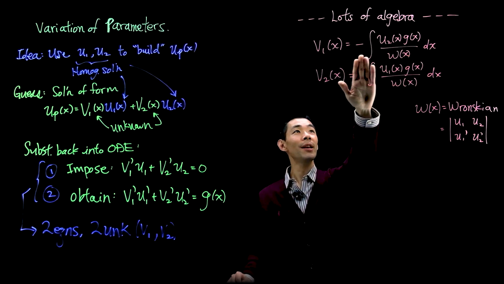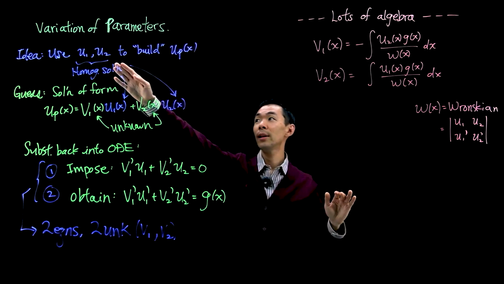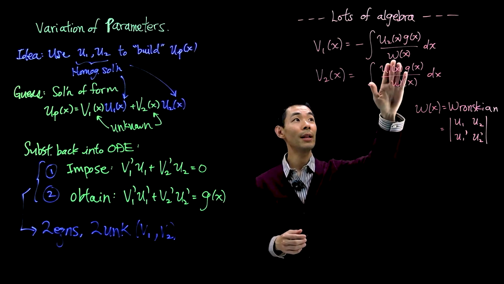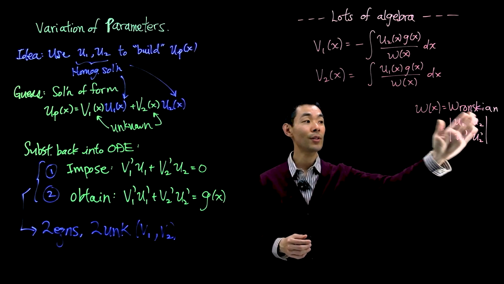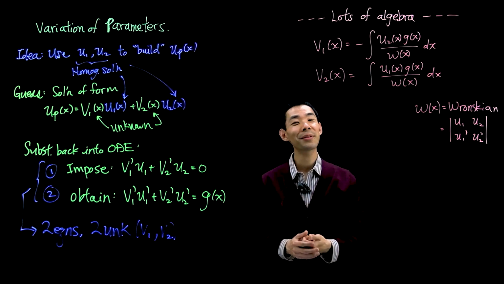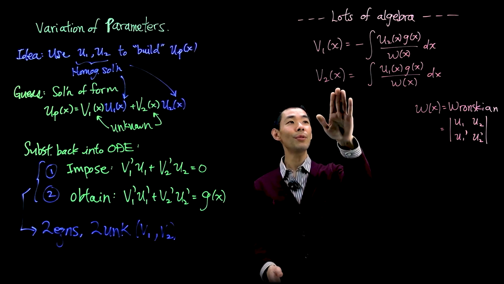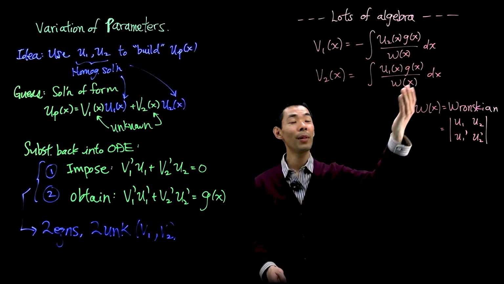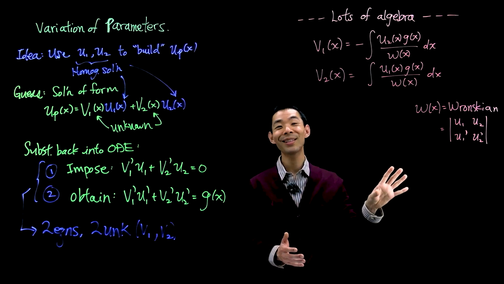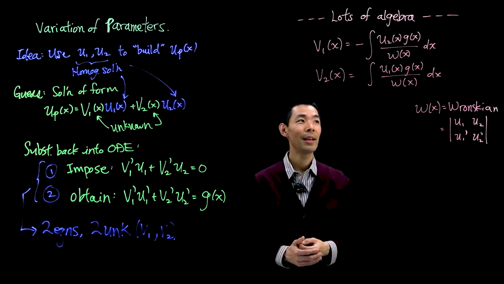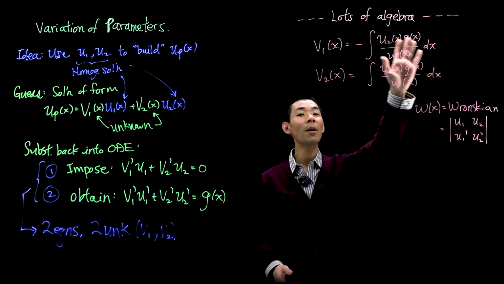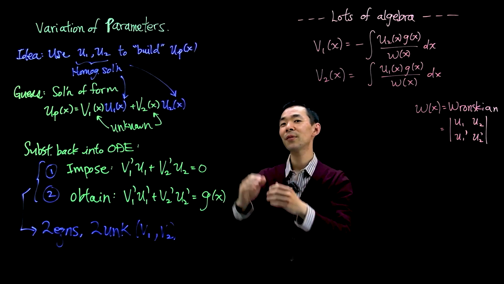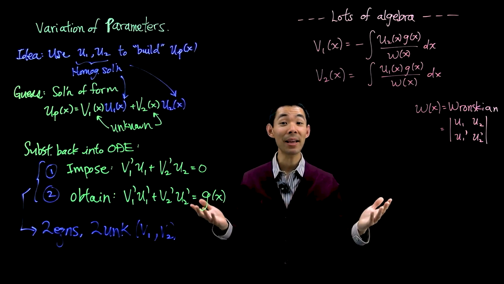Up here, we have negative integral of u2, the second homogeneous solution, times g of x, the non-homogeneous term, divided by the Wronskian, which is the determinant of your two solutions, your homogeneous solutions u1 and u2. And v2 is the integral of your other homogeneous solution, u1 of x, multiplied with the non-homogeneous term g of x, divided by the Wronskian, integrated over dx. Now you perform these integrals, you plug it into this guess for your particular solution, and that's it.